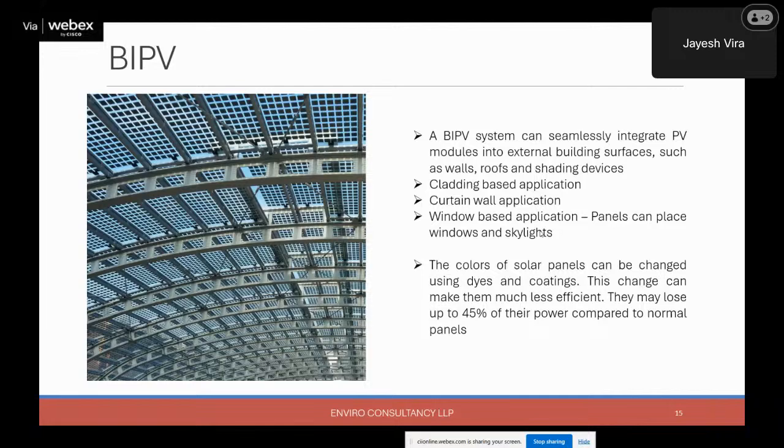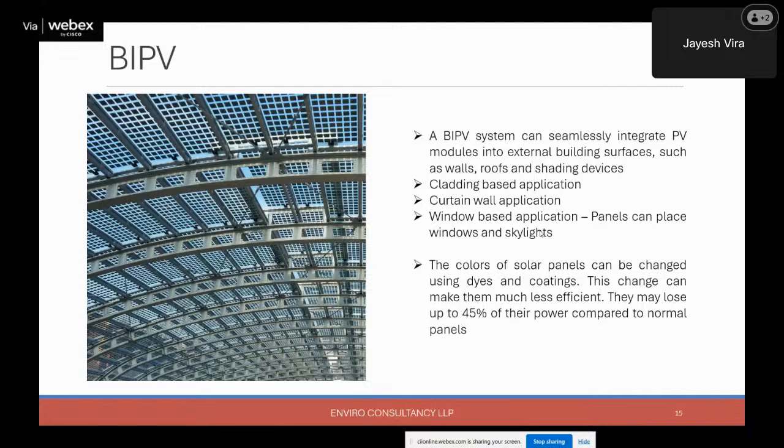The other part is BIPV can be integrated into multiple architectural elements, not only the roof. It can be used in cladding. So basically, your wall cladding can also be BIPV. Windows or curtain wall applications we have already seen. Even on the roof, it can be used as a skylight. We can use that as an application. And of course I'll show you a couple of examples where even the shading devices have been designed with BIPVs.